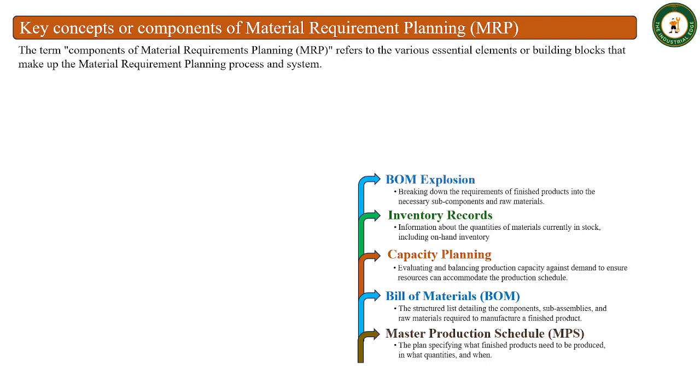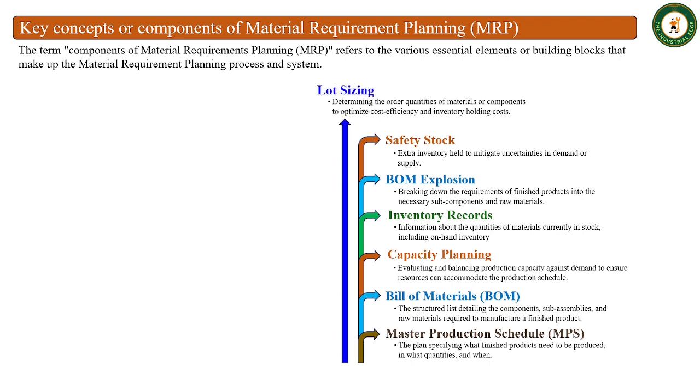Fifth, BOM explosion. Breaking down the requirement of finished product into the necessary sub-assemblies, components, and raw material based on the BOM. Sixth, safety stock. Extra inventory held to mitigate uncertainties in demand or supply. MRP considers safety stock level to prevent stockout and production disruption. Seventh key concept, lot sizing. Determining the order quantities of material or components to optimize cost efficiency and inventory holding cost.